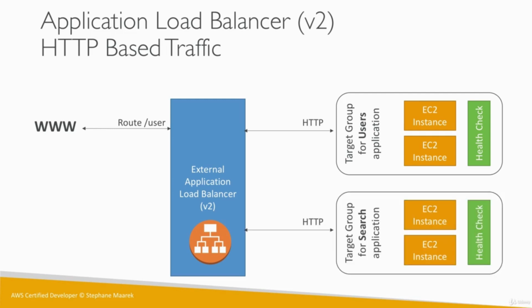Additionally, we can set up a second target group, maybe for the search application. And we have the same concept. We have many EC2 instances, and we have health checks defined on them to make sure they're healthy or not. And if the user requests a /search route, well, the external application load balancer will redirect to the search target group. And so that's the idea. You can have as many target groups as you want behind your ALB. And in each target group, you can have as many EC2 instances as you want, and you can have health checks checking the status of these instances.